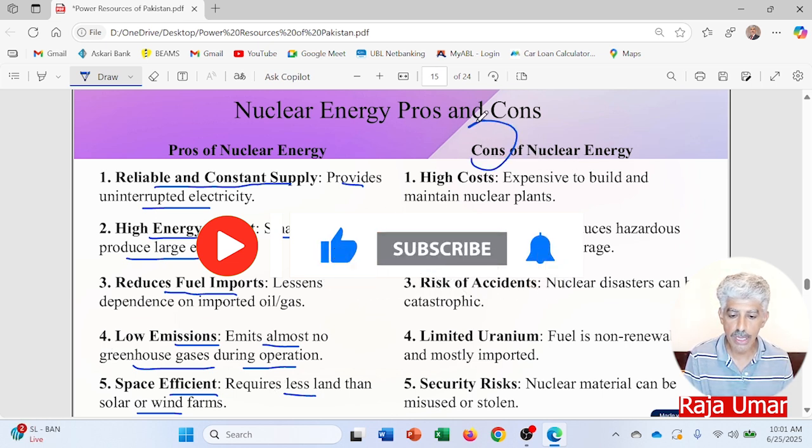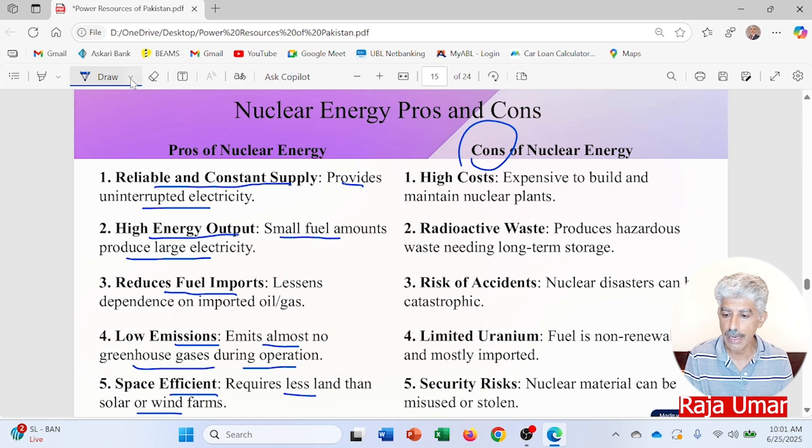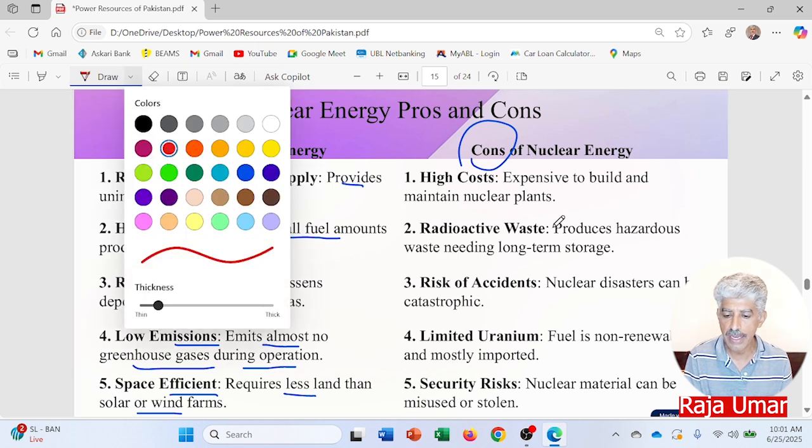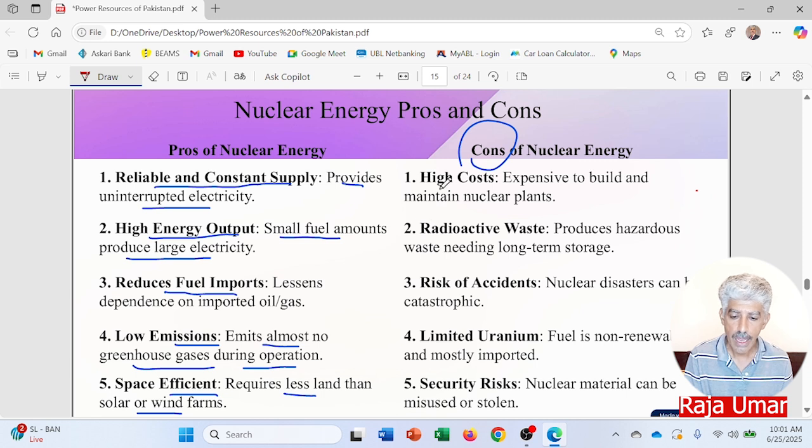Now talking about the cons, that is the negatives, how this power can be really very negative for us. High costs: it is expensive to build and maintain nuclear power plants, as it is a very specific and complex form of electricity production process. So it costs a lot to keep the nuclear power stations working.